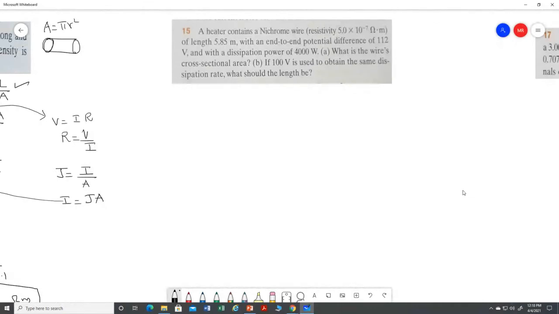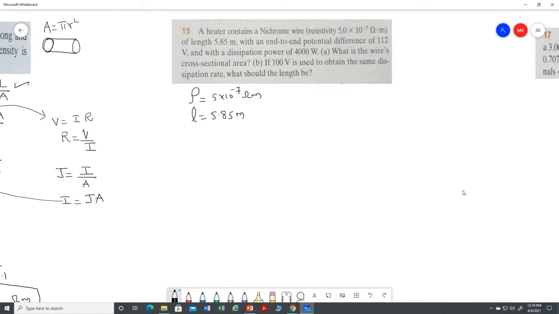A heater contains a nichrome wire which has the resistivity value of 5 multiplied by 10 to the power of minus 7 ohm meter. That means the resistivity of the nichrome is given, which is nothing but rho, 5 multiplied by 10 to the power of minus 7 ohm meter. And the length of the wire is given. What is the length? 5.85 meter.